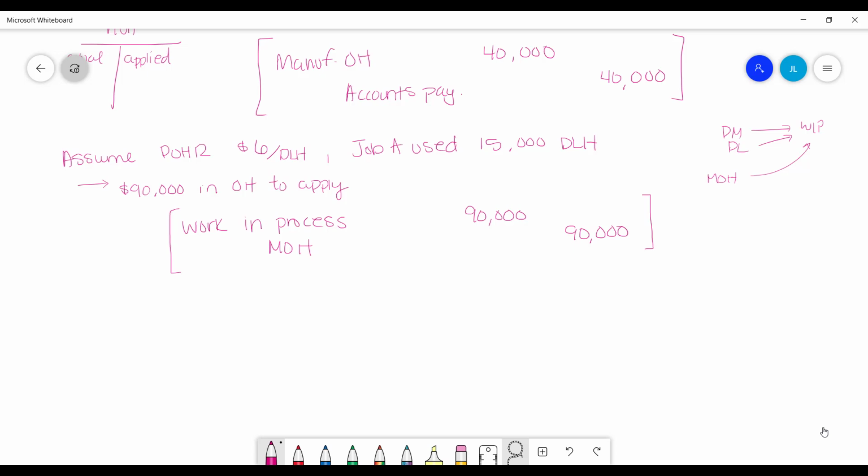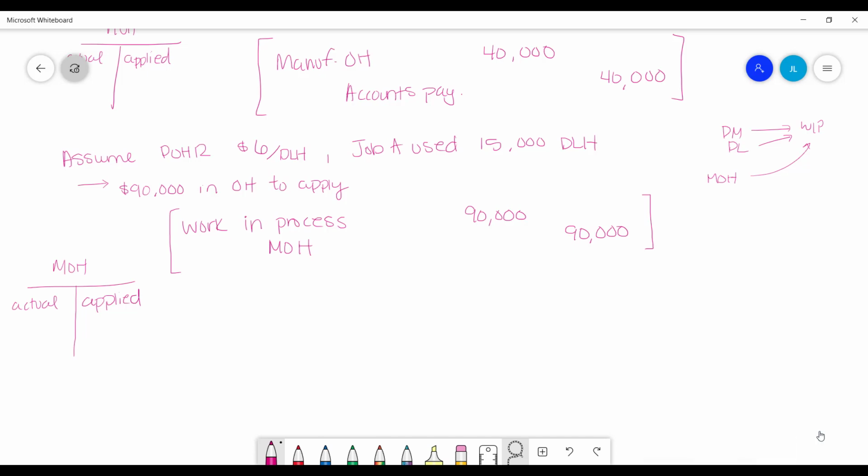So this is an example of an application of overhead. I debit work in process for the $90,000 and I credit manufacturing overhead for $90,000. So the manufacturing overhead account now, we're not working with actual overhead, we're working with applied overhead. So that's why we're crediting this manufacturing overhead account here, putting that $90,000 in work in process and then crediting manufacturing overhead for that amount as well.